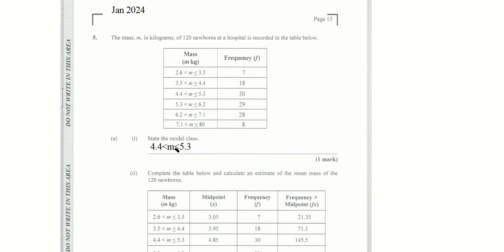So today we're going to be doing January 2024, number 5. The question says, the mass M in kilograms of 120 newborns at a hospital is recorded in the table below. State the modal class. Modal class or mode means most popular. So you look at the frequency, right? And if you look at the frequency, the most frequent is 30, which is, your mass is between 4.4 and 5.3. That is the answer for modal class, right?